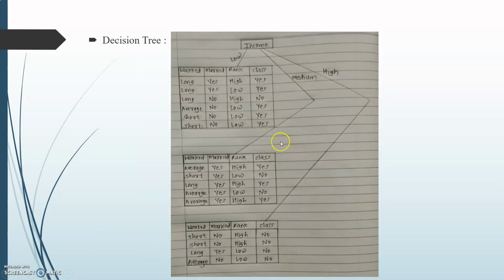Here the decision tree will become as follows: income will be the root node, and for low, medium and high, the tables will be there. If we have to split this decision tree further, we will work on these four attributes: work, married, rank and buy house. Here we can notice that for income high, all the employees will not buy the house. So we can conclude that whenever the income is high, the employee will not buy the house.